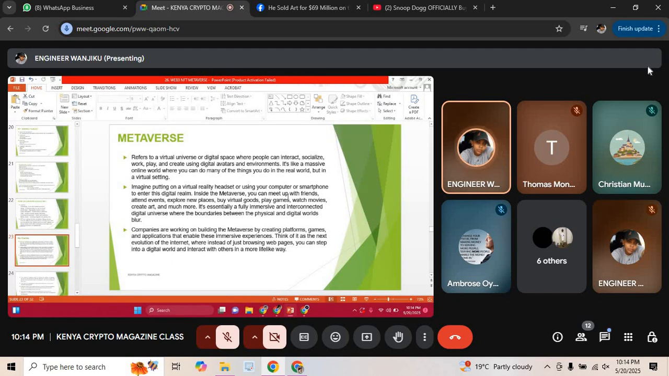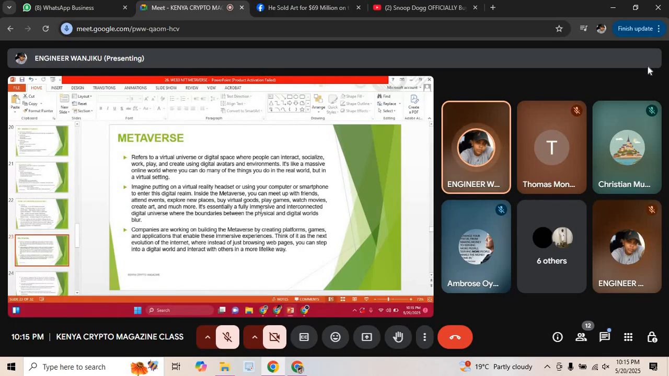Inside the metaverse, you can meet up with friends, you can attend events. Actually, the last Beyonce concert, I don't know what it was called, they were providing that you could attend virtually. If you're not available to attend that event physically, you could use a VR to attend it virtually. So you can attend events, explore new places, buy virtual goods, play games, watch movies, create art, and so much more.